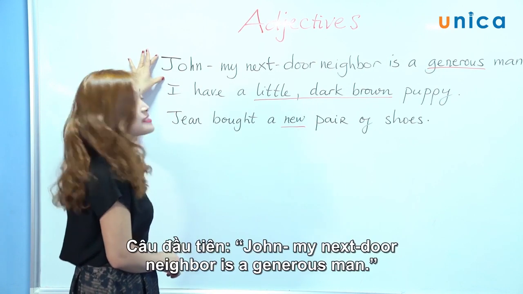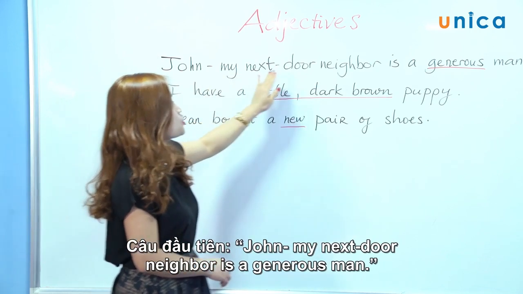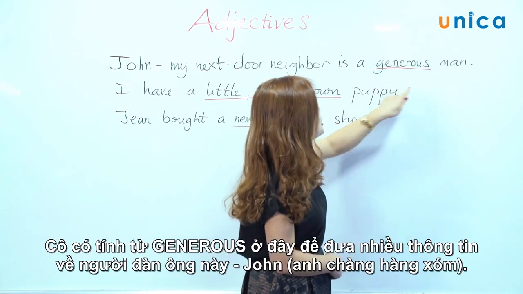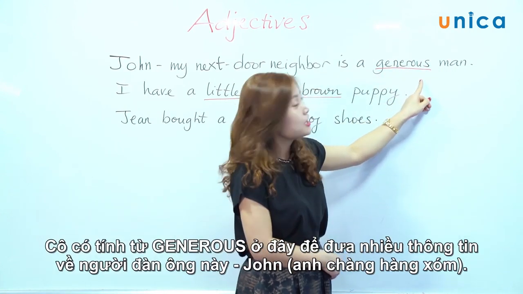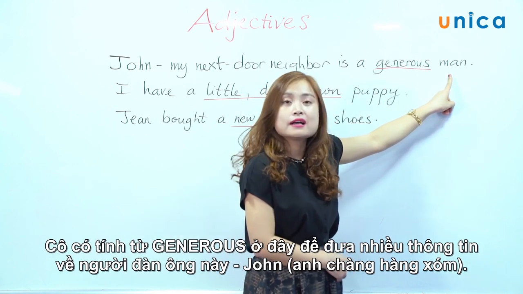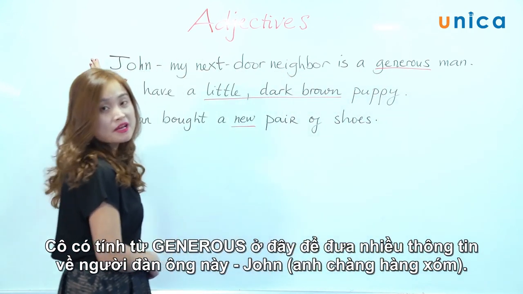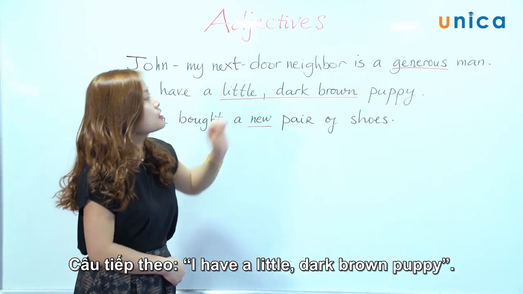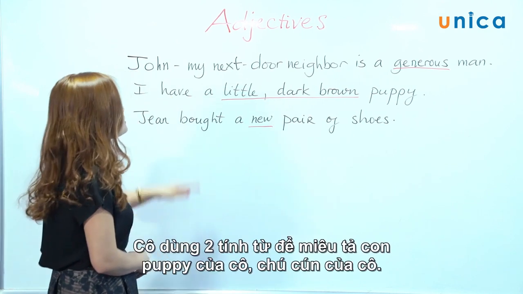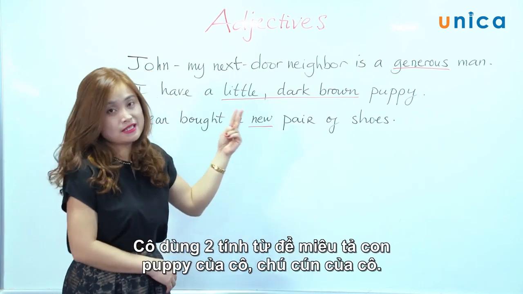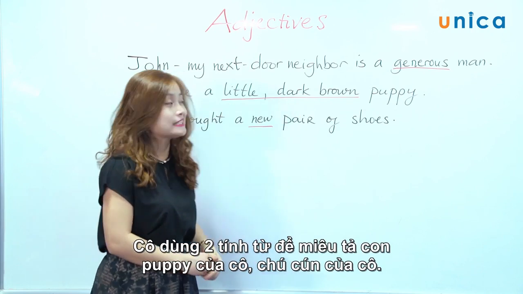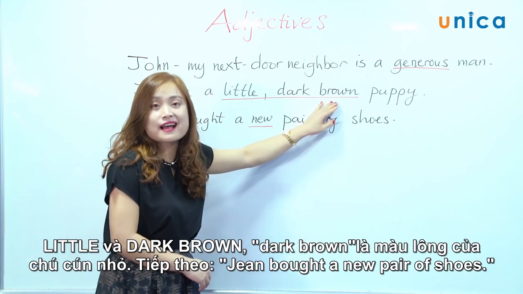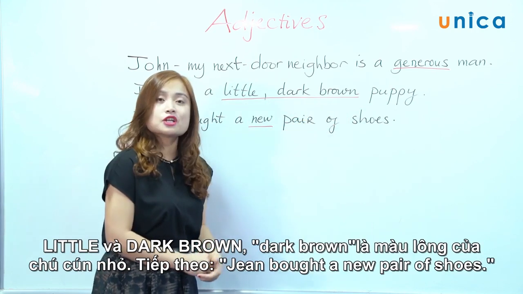Now the first sentence: John, my next door neighbor, is a generous man. So we have an adjective, generous, to give more information about this man, I mean, John, my next door neighbor. The next one: I have a little dark brown puppy. So I use 2 adjectives to describe my puppy, my little dog: little, and dark brown. So dark brown here is the color of this little dog.